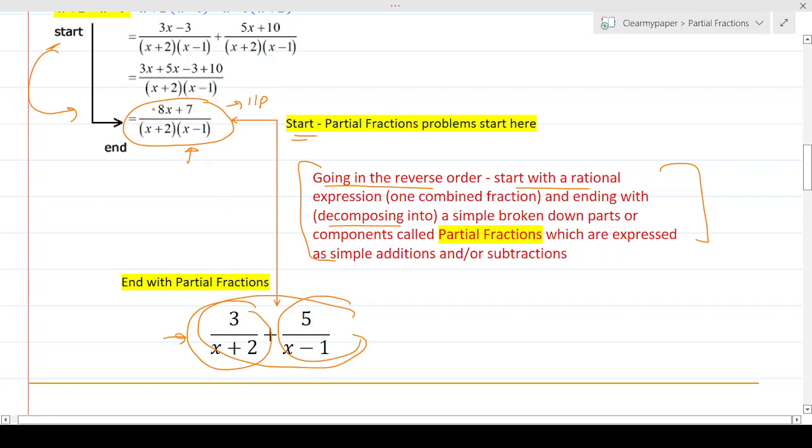So how do we get from this combined expression to decomposing it into simpler parts or components, which is a simple addition or subtraction that we have seen in the earlier examples? This whole process where you start from here and you end with this partial fraction is nothing but solving the problems of partial fraction. This is the whole process where you start from here and you end here.